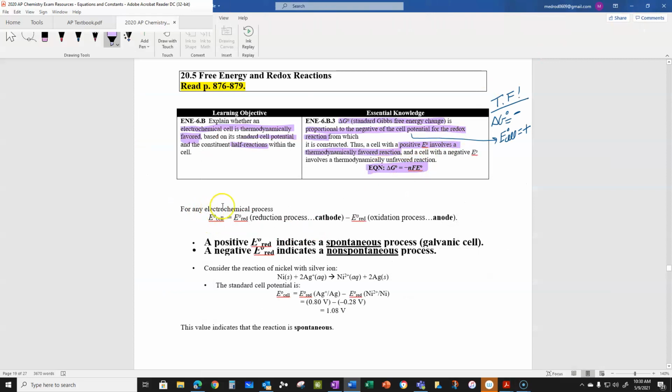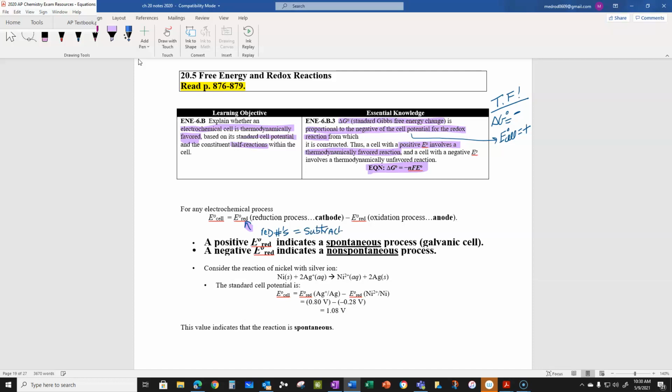So for a standard electrochemical process, we know that our E cell, and we need to keep these values in standard reduction form, is the cathode minus the anode. Don't flip any numbers, okay? Just because the equation gets flipped, do not flip any numbers. Just take the reduction numbers, and just subtract.